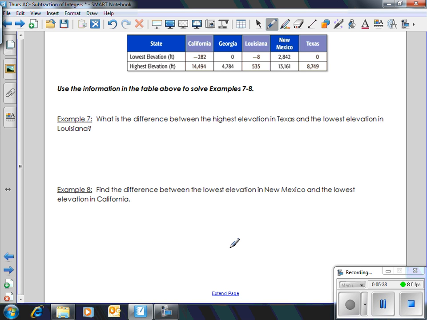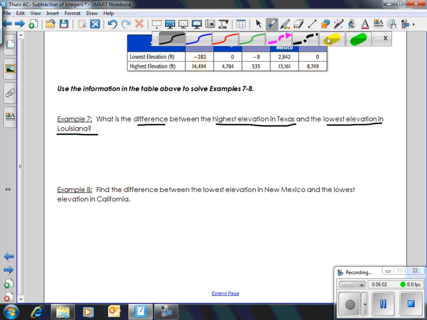Couple word problems. We have a chart here, talks about our state, our lowest elevation, and our highest elevation. And then it gives us some numbers in these different states. So the example says, what is the difference between the highest elevation in Texas and the lowest elevation in Louisiana? So I'm going to take out my highlighter here real quick. And we're doing the highest elevation in Texas and the lowest elevation in Louisiana.